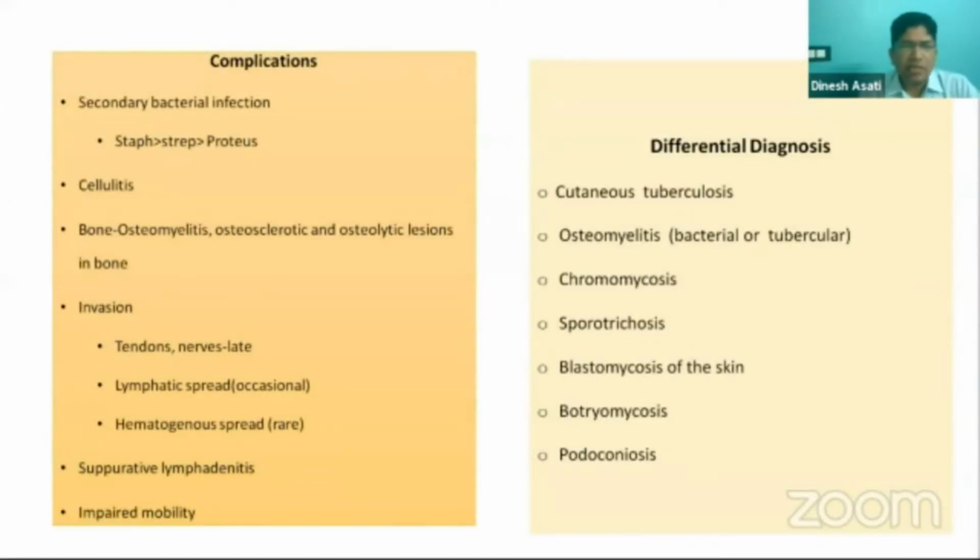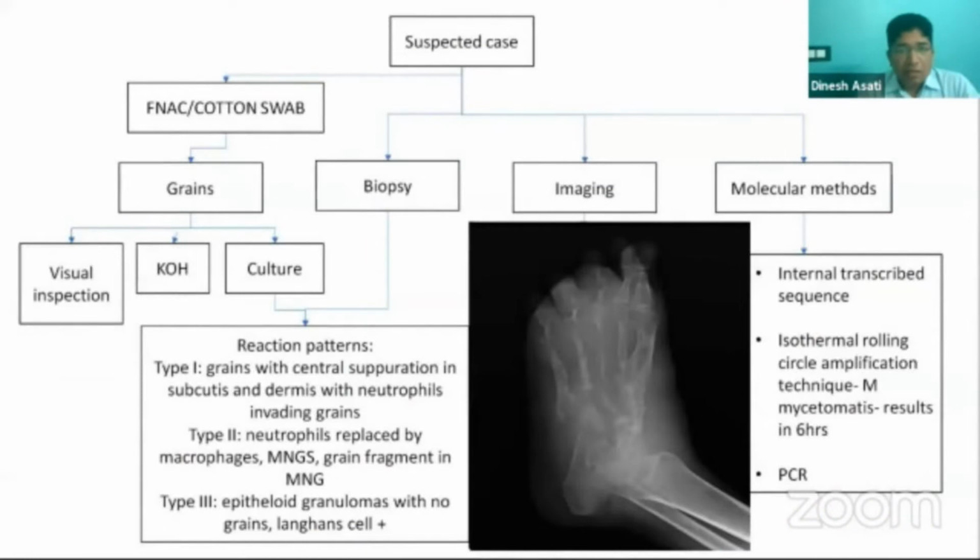And then there are various complications also possible, especially bone involvement, especially in cases which are often diagnosed late and untreated. So they can involve tendons, lymphatics, lymph nodes, and bones and everything. So this is the chart. I'm not going into detail, but basically the total focus is on finding the organism. If one can find a grain, that is a lucky point. But even if we don't find grain, we look for any collection of neutrophils in the biopsy, and there we look for the organism.